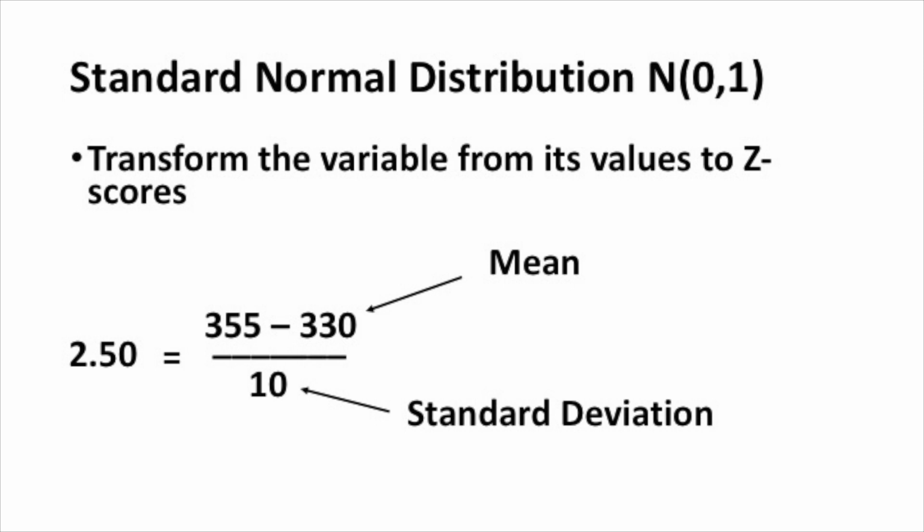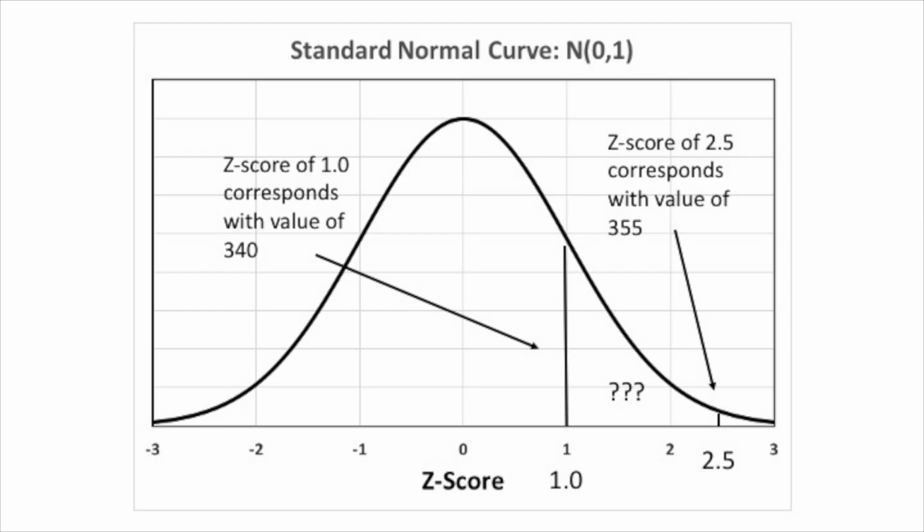That's 355 minus 330 is 25. You divide that by 10, and you get 2.5. So now we can plot these two z-scores on a standard normal curve. The center of a standard normal distribution is 0. You see the z-score of 1, which corresponds with a value of 340, and then you see the z-score of 2.5 that corresponds with a value of 355 pounds.